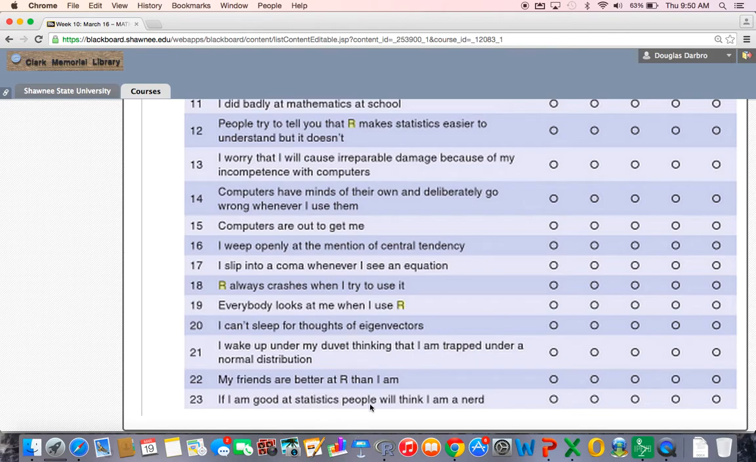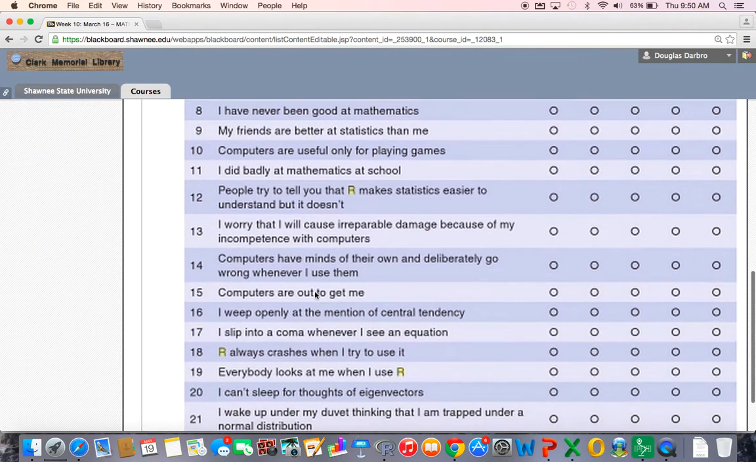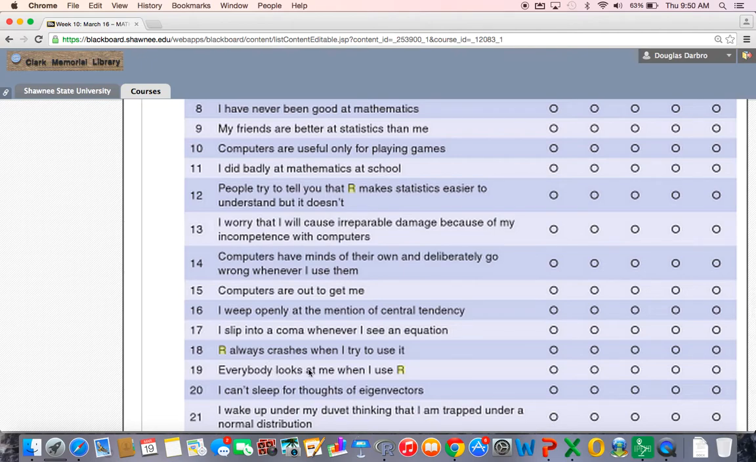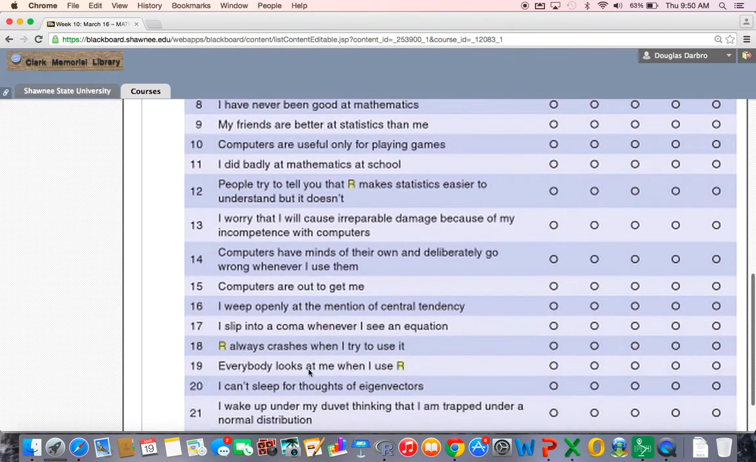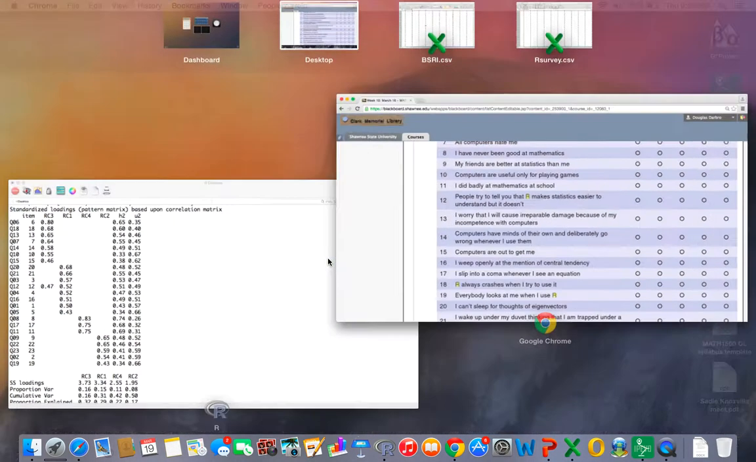23, if I am good at statistics, people will think I'm a nerd. Okay. My friends, and number 19, everybody. So I'm going to call this a peer, a friend, if you will, a peer evaluation. How the subjects think about kind of peer perception.